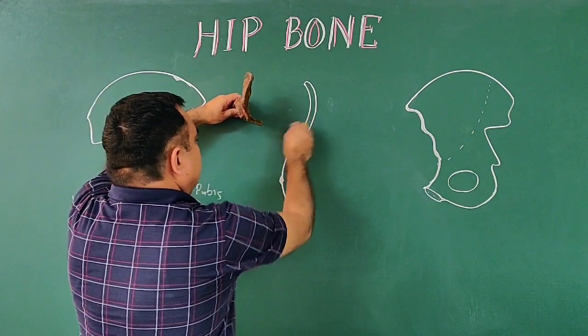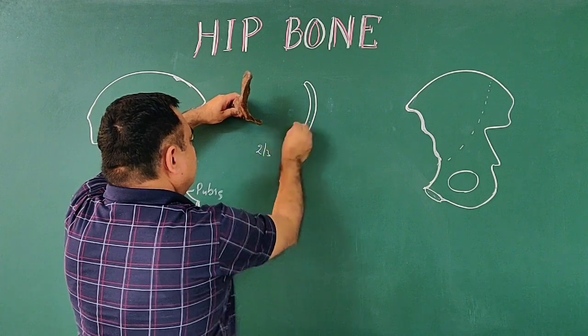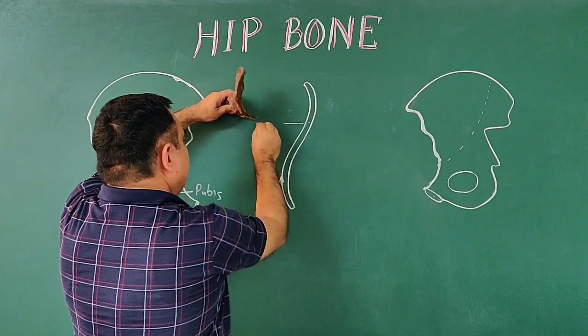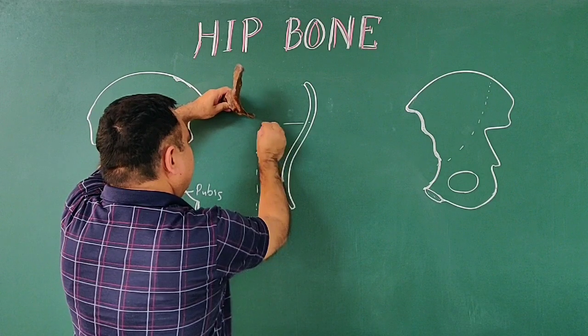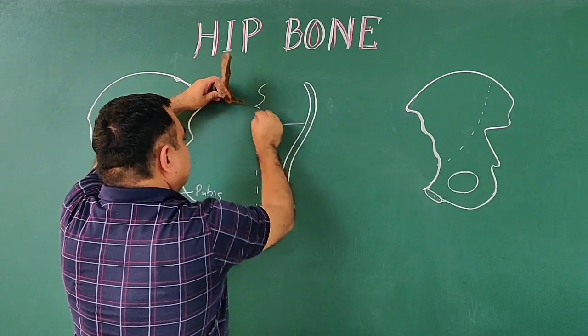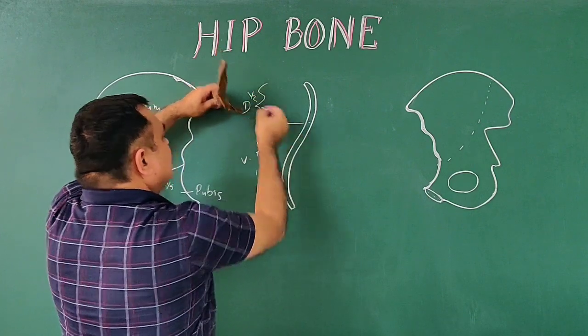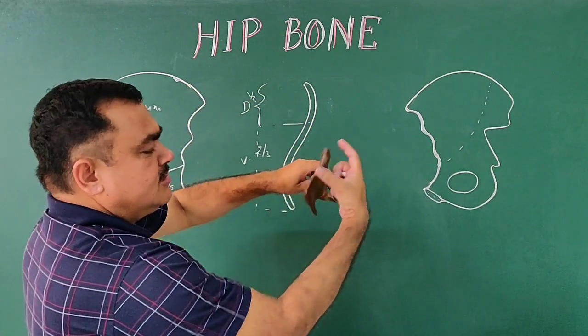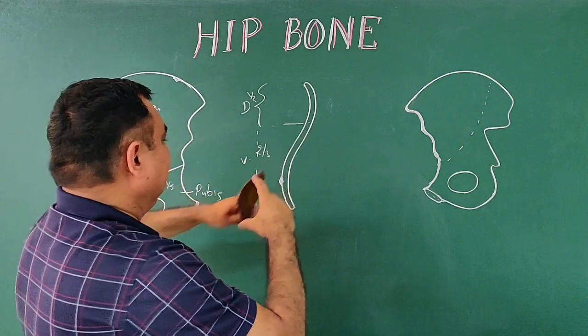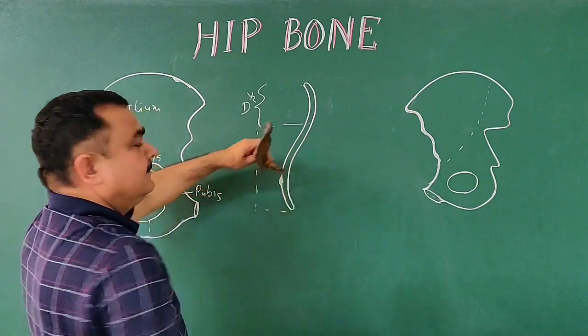This is the anterior 2/3 part, the ventral part. From here to here is the ventral part, and this part is the dorsal part. So this is ventral and this is posterior. The 1/3 part is the dorsal part. This is 2/3, this is 1/3.